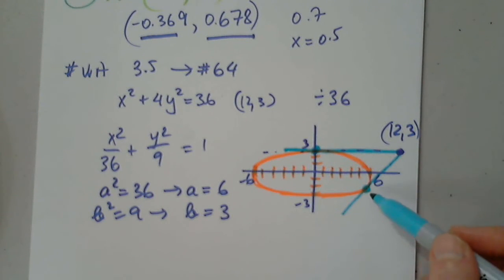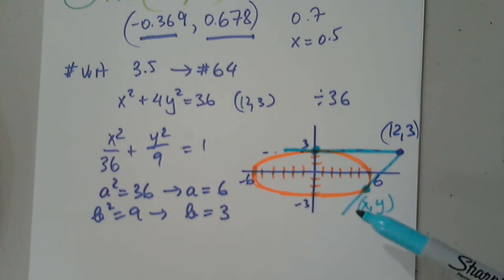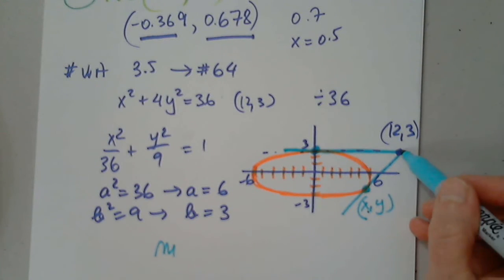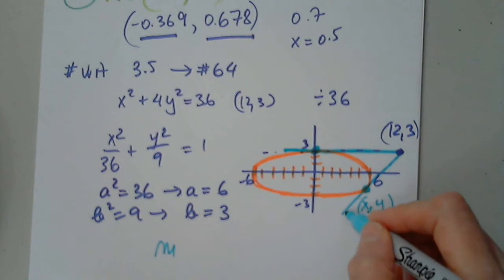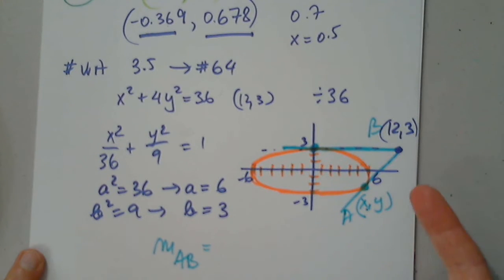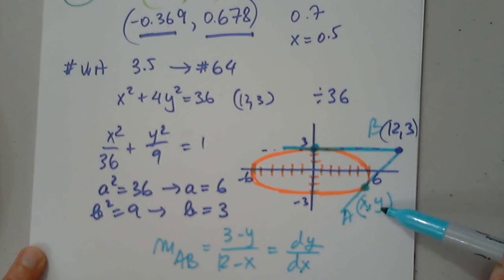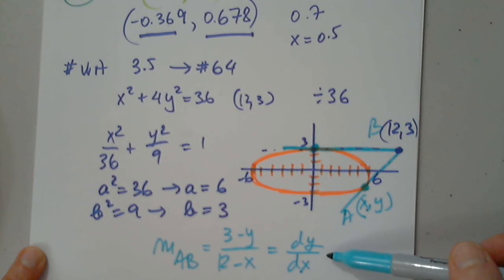So first of all, we have to denote this point as x comma y. And then we will have to create the slope from x comma y to this point. I'm going to call this a and this b. So the slope ab, first of all, is 3 minus y over 12 minus x. But this is also dy over dx when x is x and when y is y. So just dy over dx.